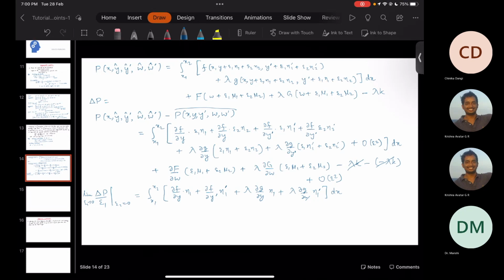And likewise for the extra term, which is dou f by dou w into mu 1 plus lambda into dou g by dou w into mu 1, isn't it? So this we have to equate to 0.